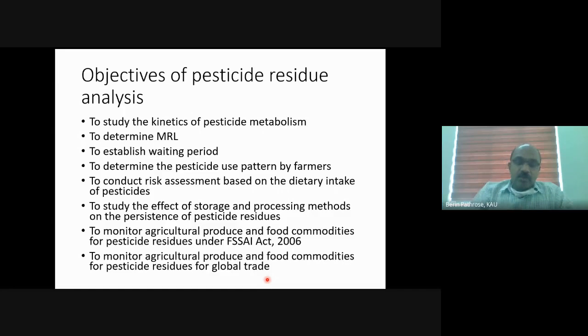So the major purpose of carrying out pesticide residue analysis is to study the kinetics, to determine the MRL, to determine the waiting period, to check the pesticide use pattern of farmers in a particular area, and risk assessment based on dietary intake. MRL, waiting period, and dietary intake we'll discuss later. Then how processing and storage affect the pesticide residue can be determined using pesticide residue analysis. Monitoring of commodities for national trade as well as global trade. So these are the objectives of pesticide residue analysis.